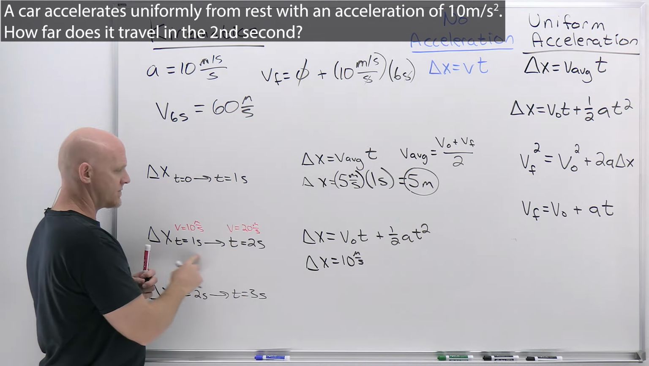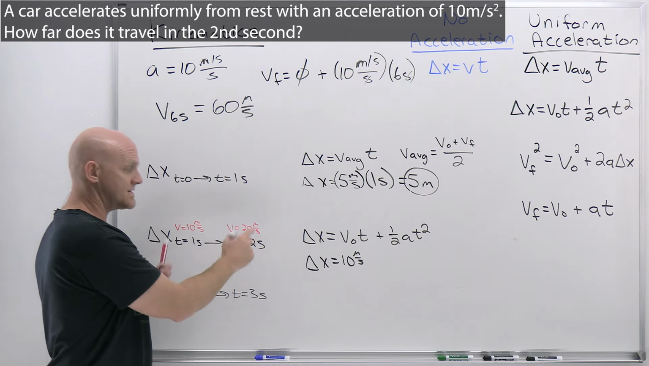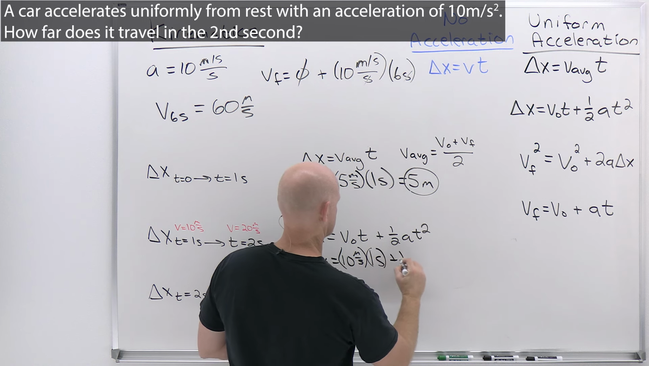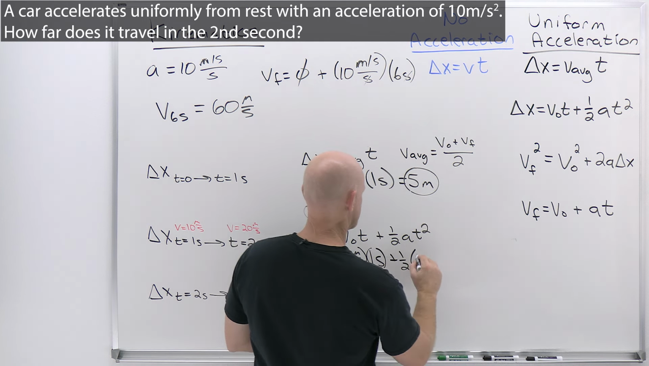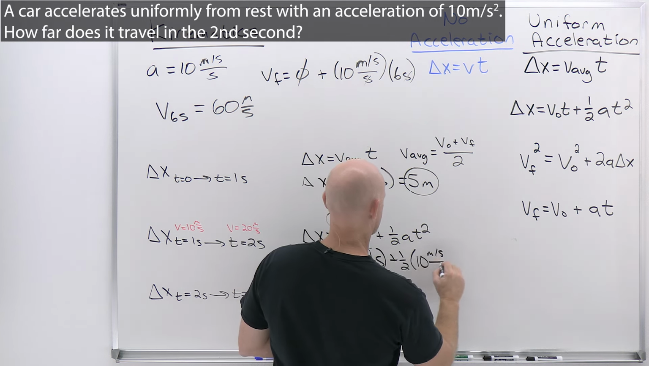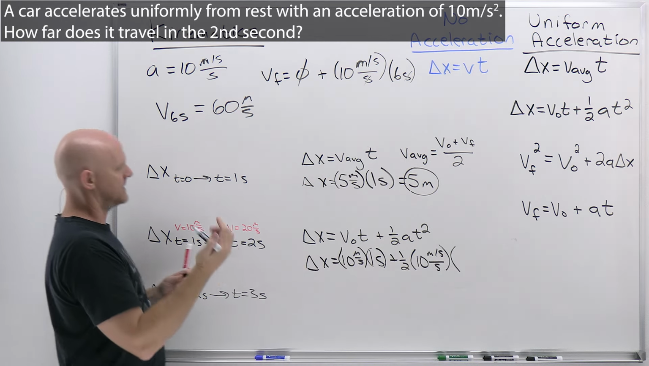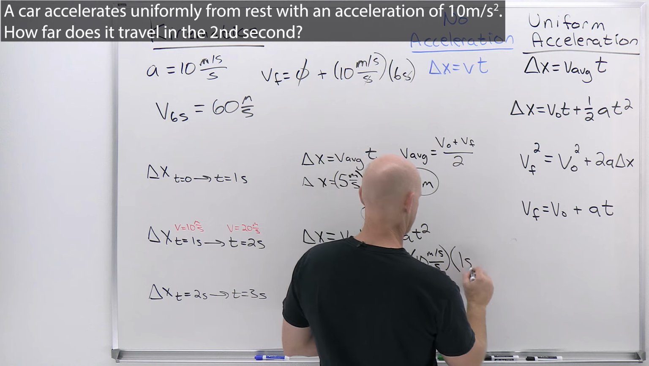How long is the entire duration of this journey from t equals 1 second to t equals 2 seconds? Total of 1 second. What's our acceleration? 10 meters per second per second. And again, how long is the entire duration of this part of the journey? Again, it's a full 1 second long.